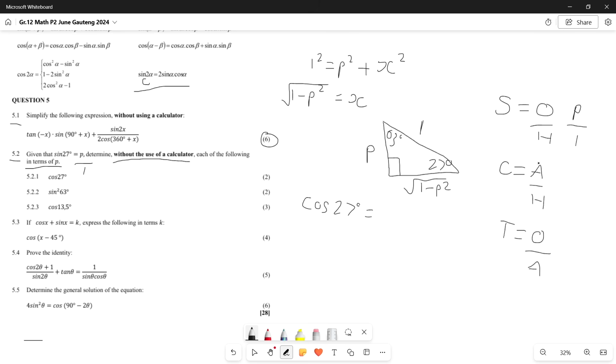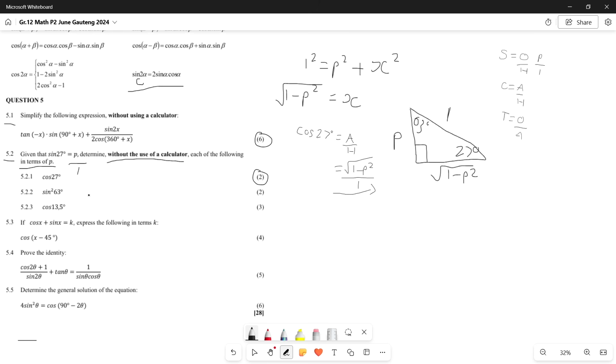So cos 27 is adjacent over hypotenuse, and that means from 27's perspective, our adjacent is the square root of 1 minus p squared over hypotenuse, which is 1, and that'll earn us 2 marks over here. Because then from there, for 5.2.2, it says sine squared 63. So I'm just going to go ahead and rewrite that for us, which means we have to plug in the O over H of sine 63 and then square it.